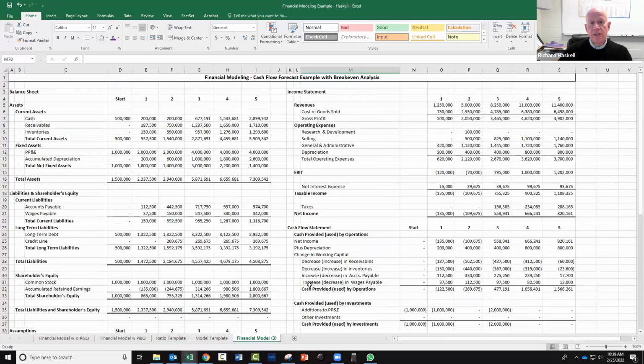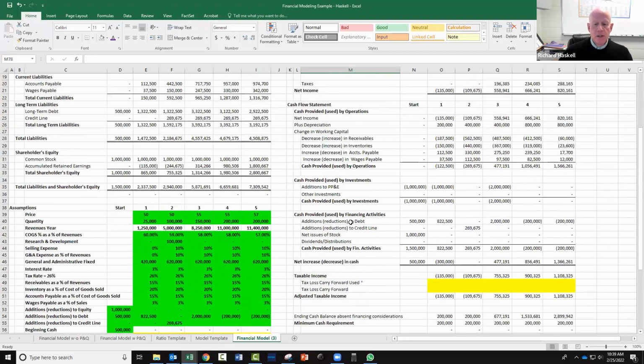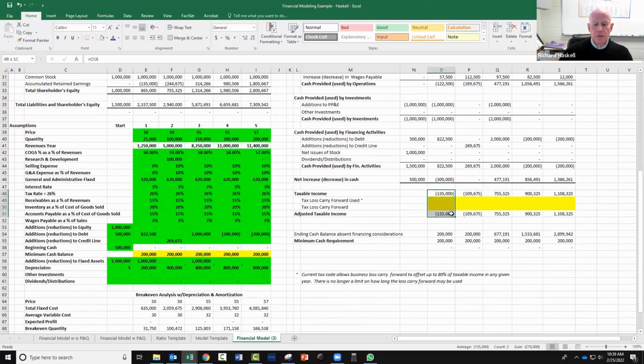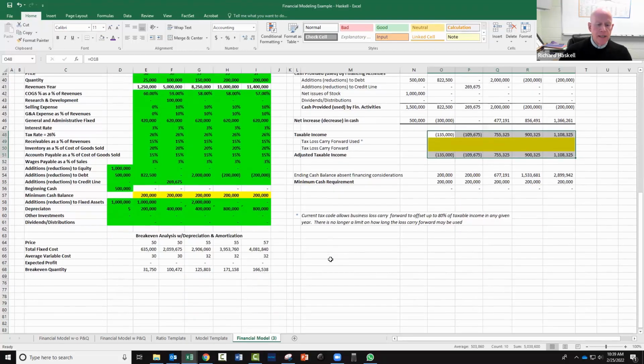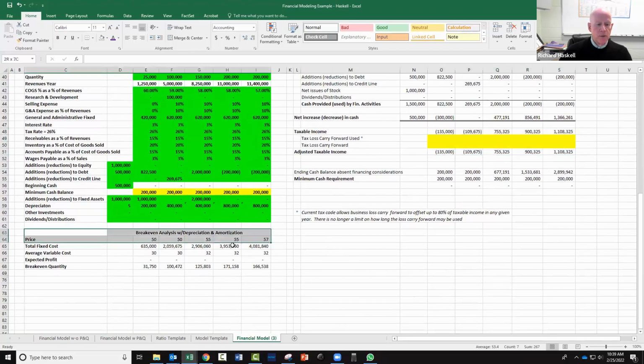So 2 more things I want to cover before we finish this up. One is I'd like to take a look at this issue of loss carry forward and what you can do with it, what some of the rules are currently and how you should think about it. And then I want to take another look at what we've done as we've set up a break-even analysis and look at an option here.